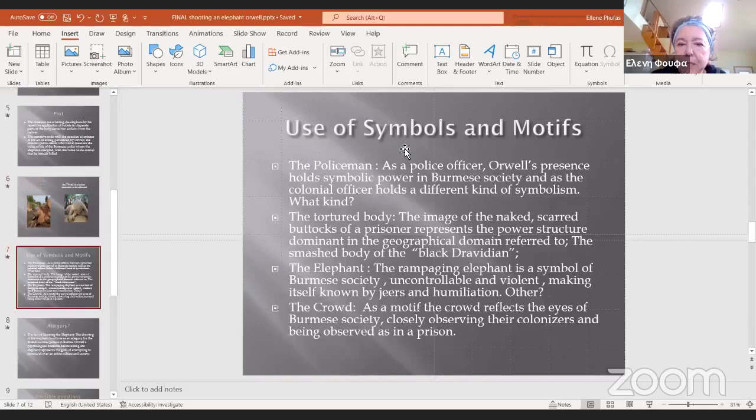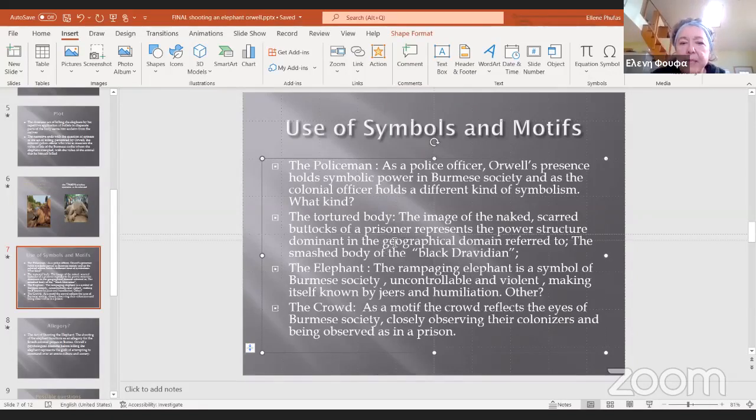There are symbols. As a police officer, Orwell's presence holds symbolic power in Burmese society. And the colonial officer holds a different kind of symbolism. What kind? Questions just putting out there, what kind? The tortured body, the image of the naked, scarred buttocks of the prisoner represents the power structure dominant in the geographical domain. The smashed body of the Black Dravidian.